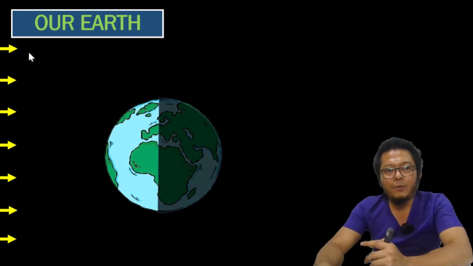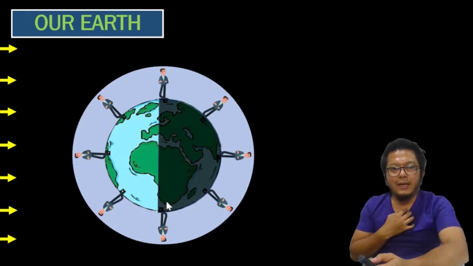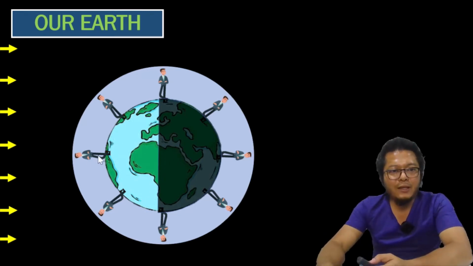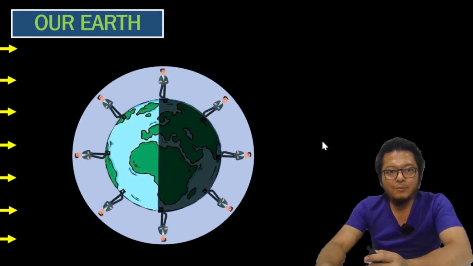Okay, and when there's sunlight, half of the Earth is dark. So, another half is illuminated or lighted. And these are examples of us. Now, if we stand here, and here, and here, or here, where we see the moon. Okay, this part, I will show you more. I will explain more. Okay?